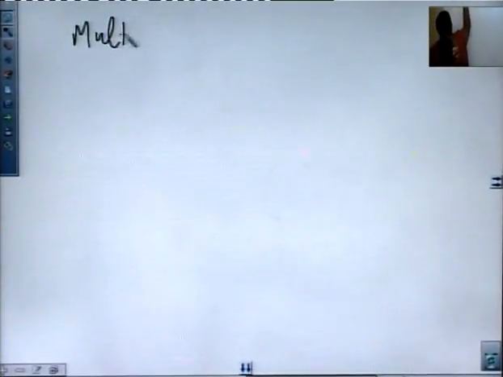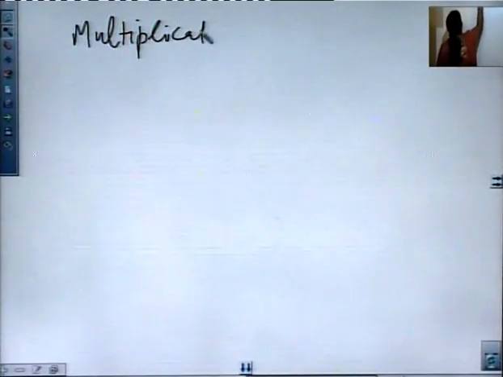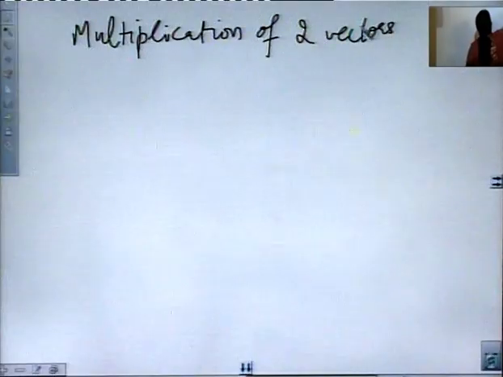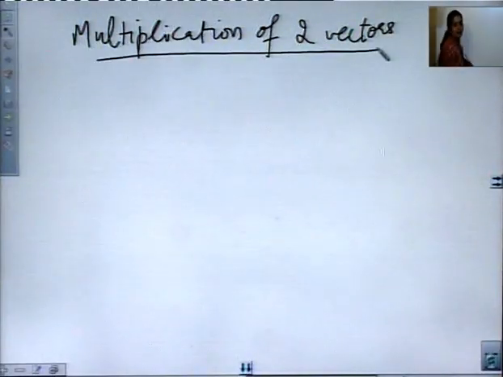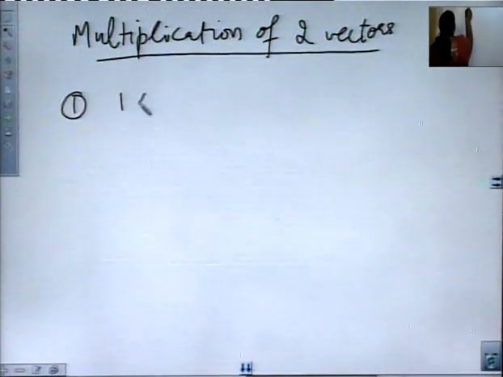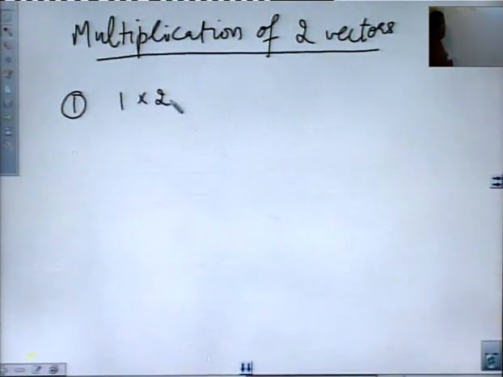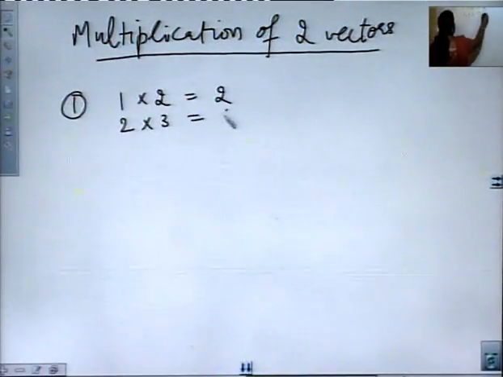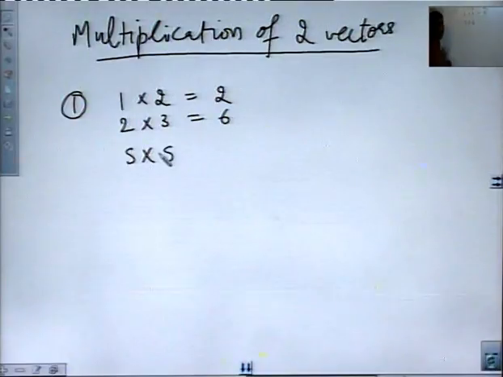Next is multiplication of two vectors. Suppose we have two scalar numbers, let us say 1 into 2. If we multiply 1 into 2, the result is 2. 2 into 3 is equal to 6. This means if we multiply two scalar quantities or numbers, we get the resultant as a scalar quantity.